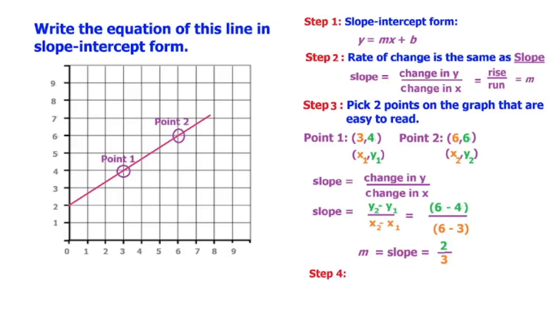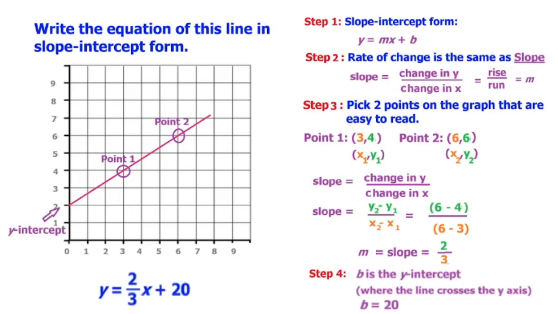So now step 4 is our final step of understanding this equation, is the b. Okay, so b is the y-intercept. That means where the line crosses the y-axis. So where this line will cross the y-axis, that's right here. And for us, it's at b equals 20. So this is the y-intercept.